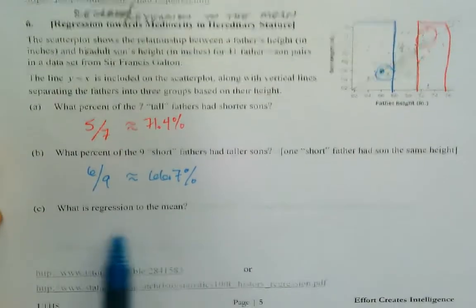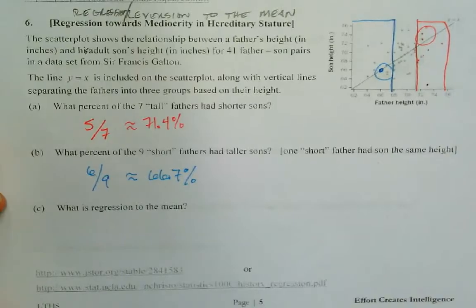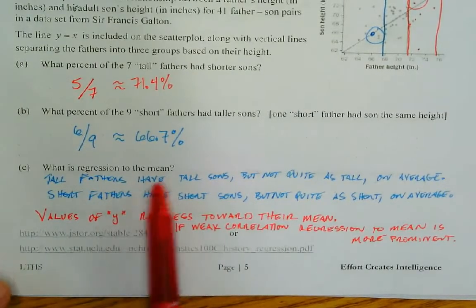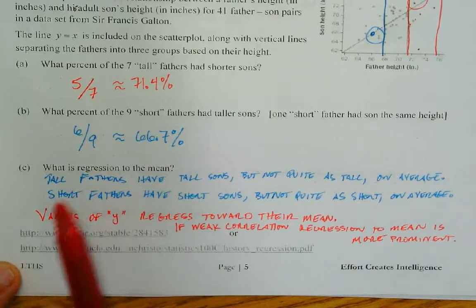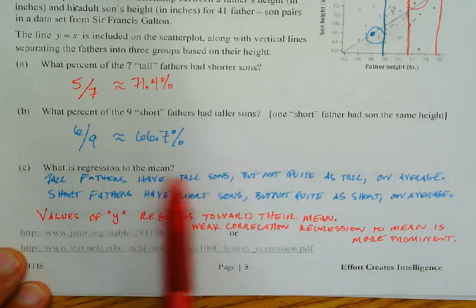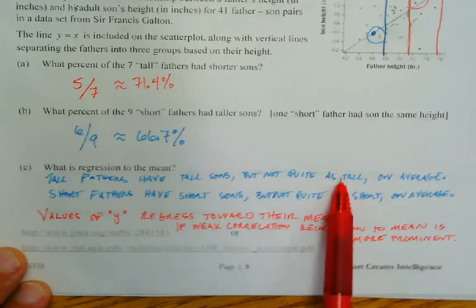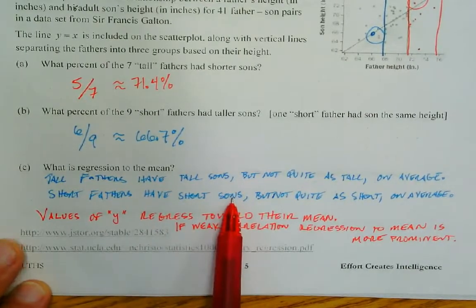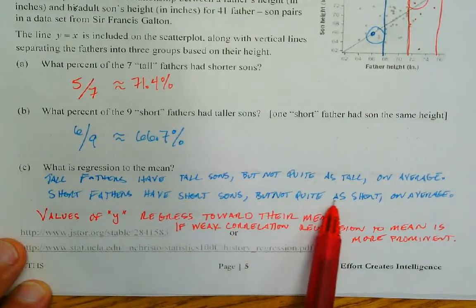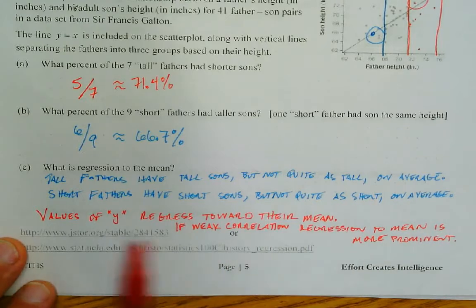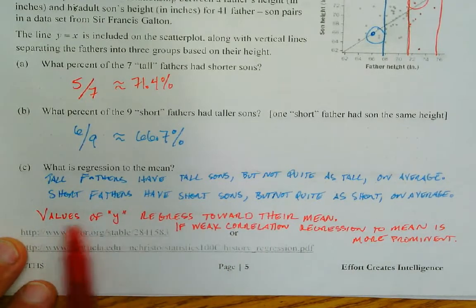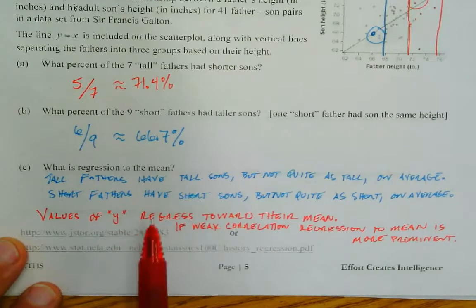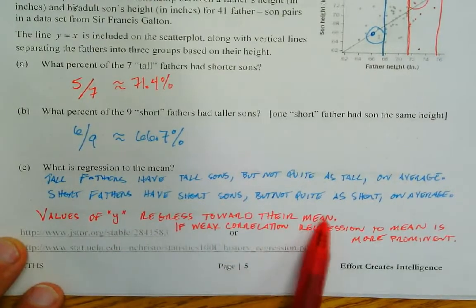Now, what is this regression to the mean? How do we answer that question? We can think of our situation here: these tall fathers were having tall sons, but not quite as tall on average. And these short fathers were having short sons, but not quite as short on average. So really the regression to the mean is that these values of y, these values of the response variable, regress toward the mean.